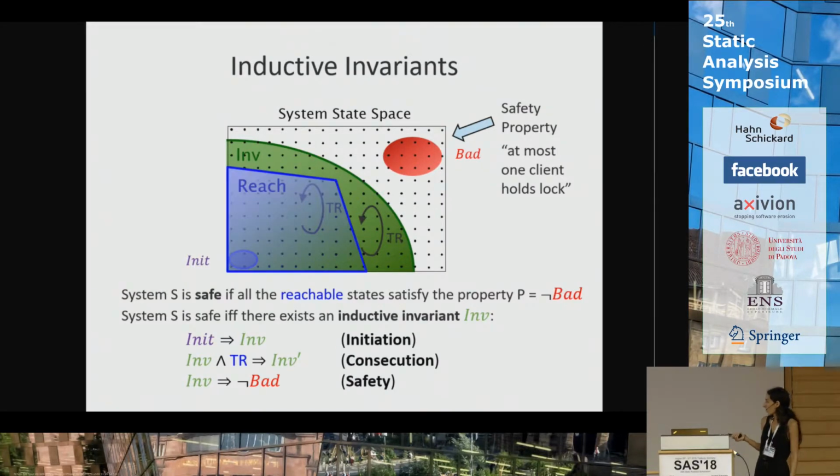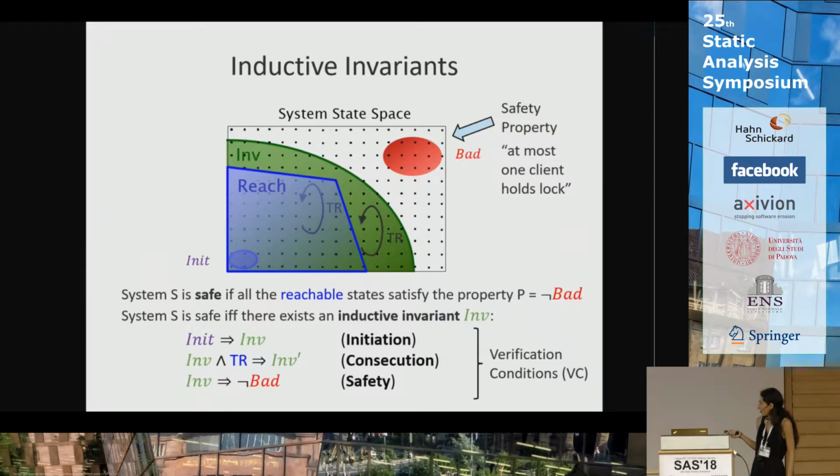And it also has to satisfy safety, which means that it has to be disjoint from the bad states. So if we find such an inductive invariant, then because of initiation and consecution, because it includes all the initial states and is closed under the transitions of the system, we know that it includes all the reachable states. Therefore, because of the safety requirement, we can conclude that the reachable states are disjoint from the bad states, and we verify safety. So basically, to do safety verification, we need to find such an inductive invariant.